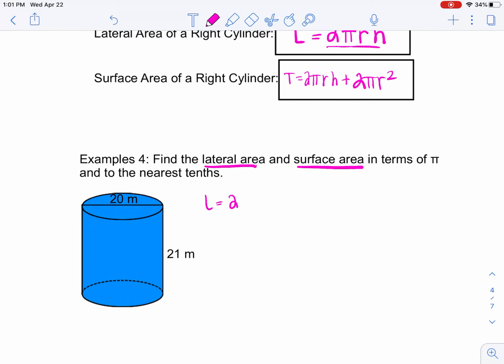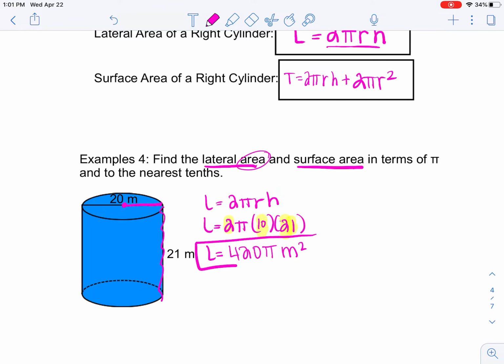Okay, lateral area, 2 times pi times r times h. Lateral area equals 2 times pi times, what's the radius? Half the diameter, so 10, times the height, 21. All right, so let's start with the exact lateral area. That is not putting pi in your calculator, but keeping pi in your answer. So I'm going to see what 2 times 10 times 21 is, which is 420. But then remember, it's still times pi because I didn't put pi in my calculator. And now I need my units. This is area, so it's meters squared. That's my exact answer.